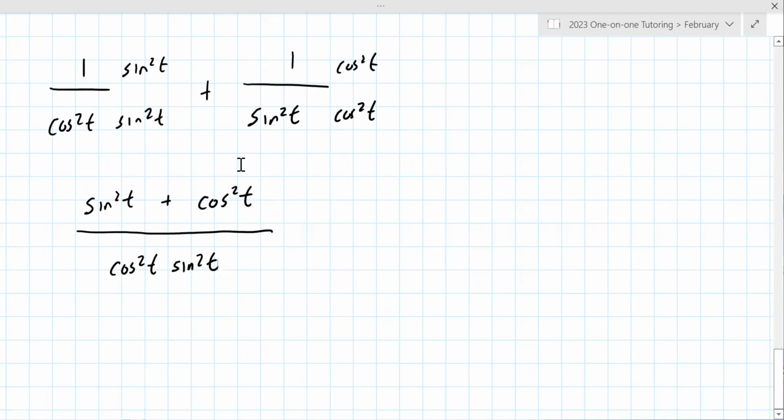Is it clear how I wrote this line, or is it not clear? No, okay, it's clear. I just don't really know where to go from there. Well, you mentioned it earlier. Sine squared plus cosine squared is an identity. Yeah. Okay, oh, so it's 1.